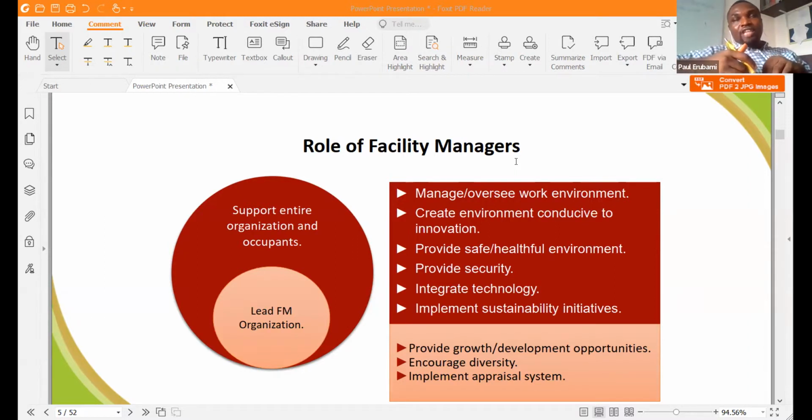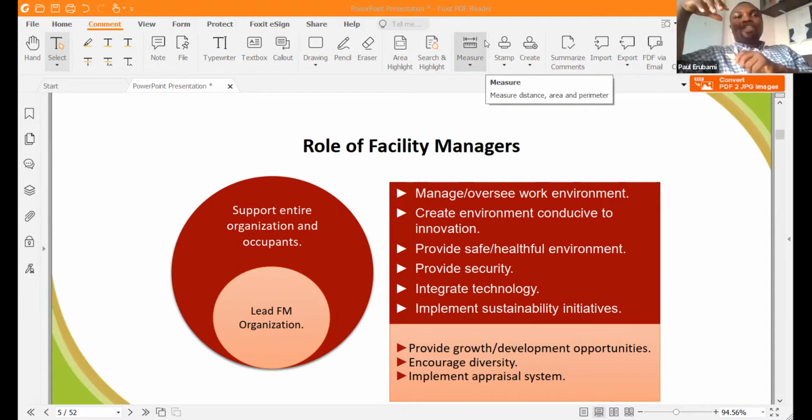Like I explained earlier, this actually involves managing your technicians, your cleaners, your gardeners, your contractors, and the like. Basically, as a facility manager, you are tasked with providing growth and development opportunities for your team, right? It would be sad for me to have a cleaner that works under me for 10 years without leaving the cleaner job. It doesn't make any sense, right? I have a good cleaner, and I can't create an opportunity for the cleaner to move from a normal cleaner to maybe cleaning supervisor, from there maybe facility officer, and the like.